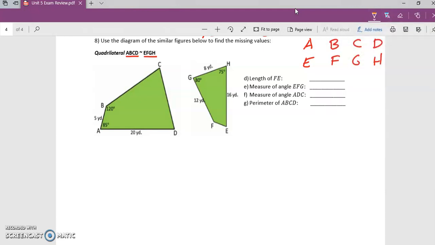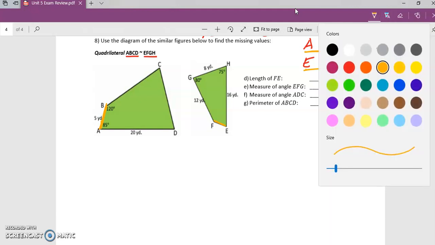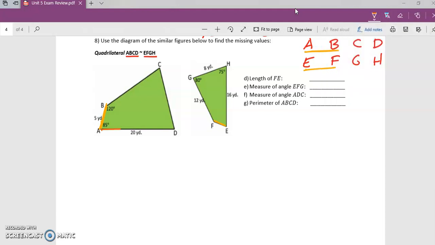If it's the length of FE, that means that I'm going from E to F. That means the matching side would be A to B on the big quadrilateral. So AB is 5. FE is the one I do not know. Let's look for another one that we know that we can match it. Let's go AD, because that one we know is equal to 20. Going from A all the way to D, I would have to go from E all the way to H. So E all the way to H, it's going to be 16.